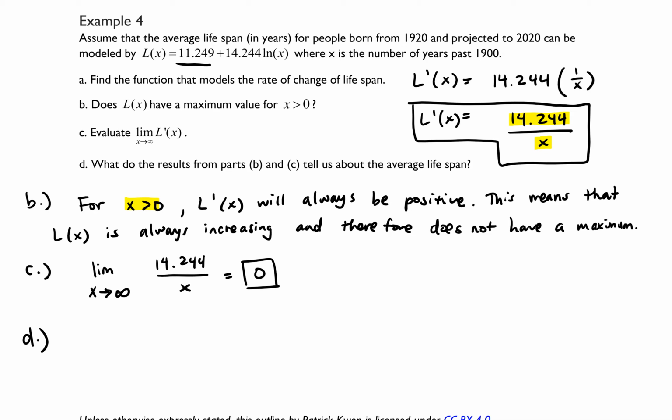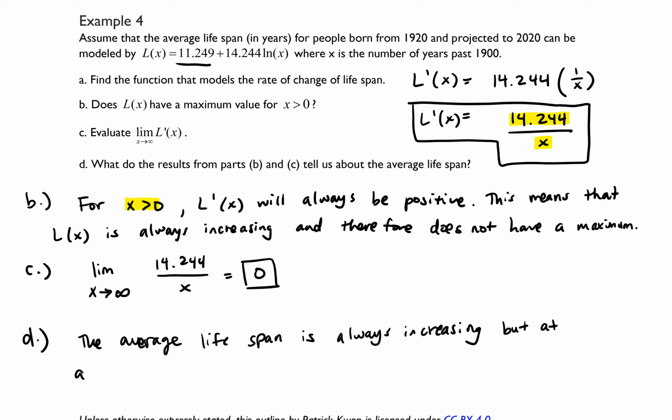And part D says, what do the results from parts B and C tell us about the average lifespan? So the average lifespan is always increasing, but at a slower rate as time goes on.